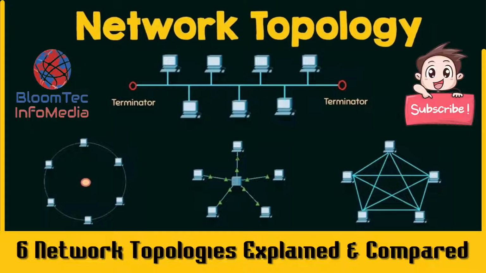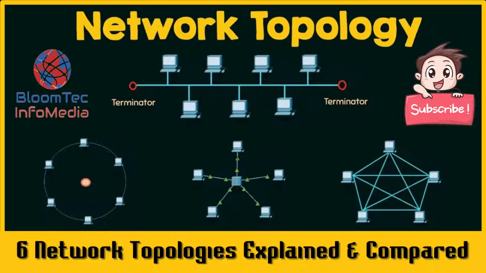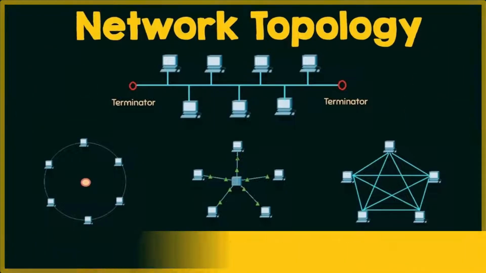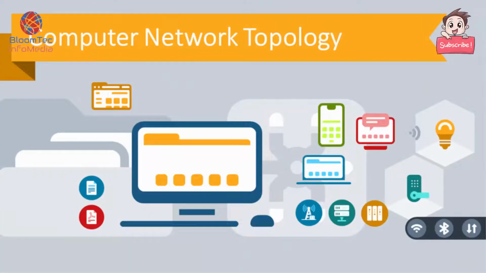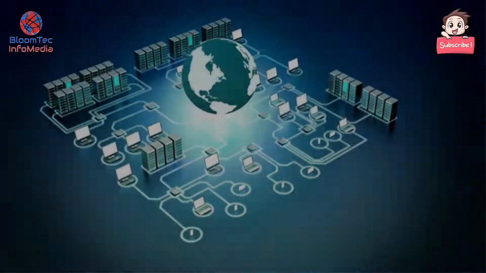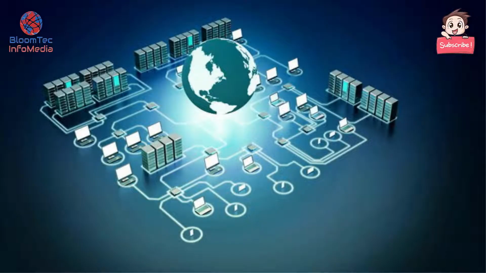6 Network Topologies Explained and Compared. Network topology is the description of the arrangement of nodes, e.g. networking switches and routers, and connections in a network, often represented as a graph. Network topologies outline how devices are connected together and how data is transmitted from one node to another.